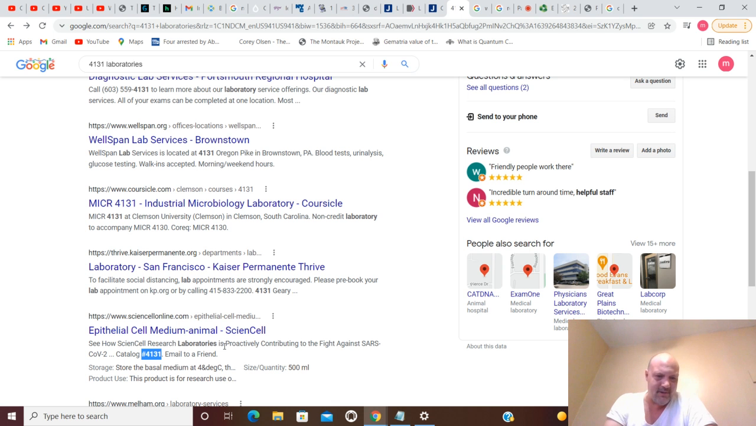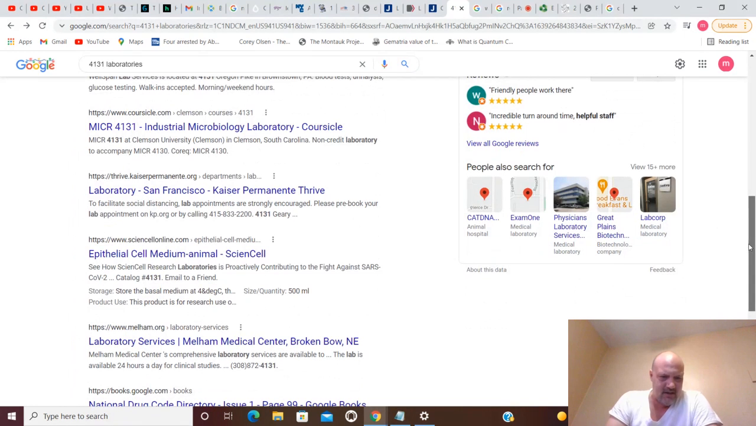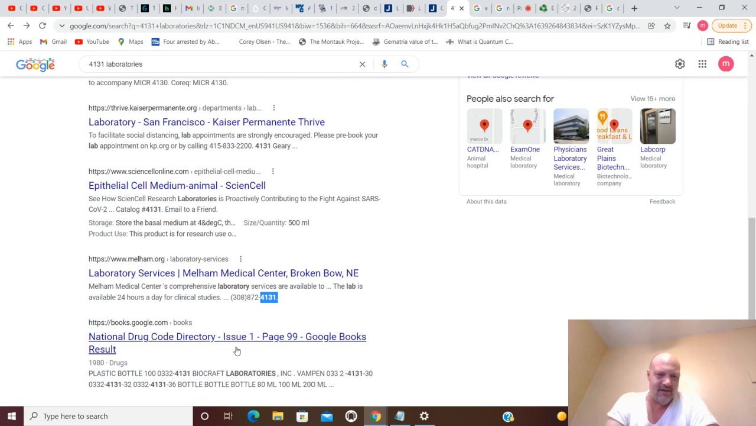Science Cell Research Laboratories is proactively contributing to the fight against the Convids 1984 by George Orwell. Laboratory Services, Melham Clinic or Medical Center, Broken Bow, Nebraska. And that's part of a phone number, 4131. National Drug Code Directory, issue 1, page 99. Here's your 4131. Biocraft Laboratories Incorporated.